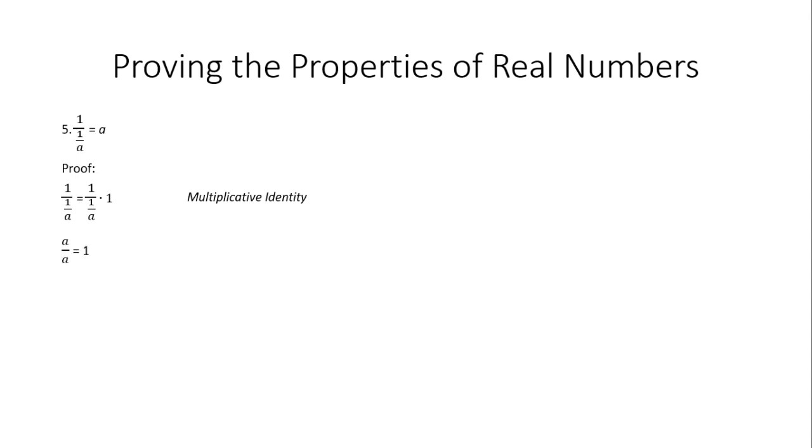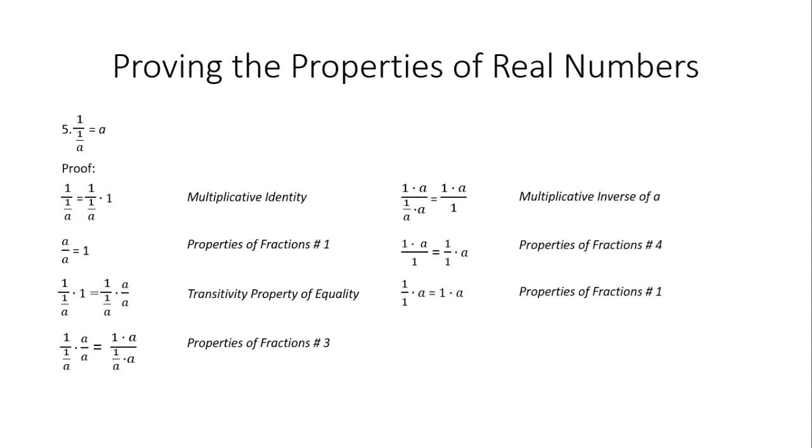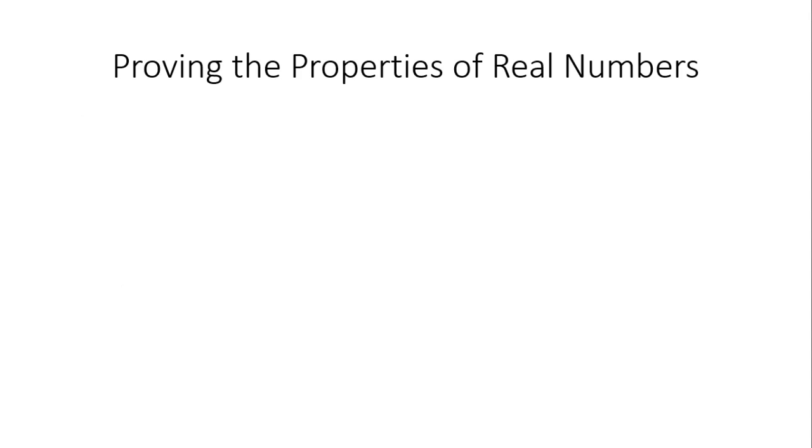By properties of fractions number 3, we multiply the corresponding numerators and denominators of the two fractions. Since we know that the denominator is of the form of the multiplicative inverse of a, we arrive at the expression 1 times a over 1. Lastly, by properties of fractions numbers 4 and 1, we completed the proof of the property. Let's go to the next property involving complex numbers.